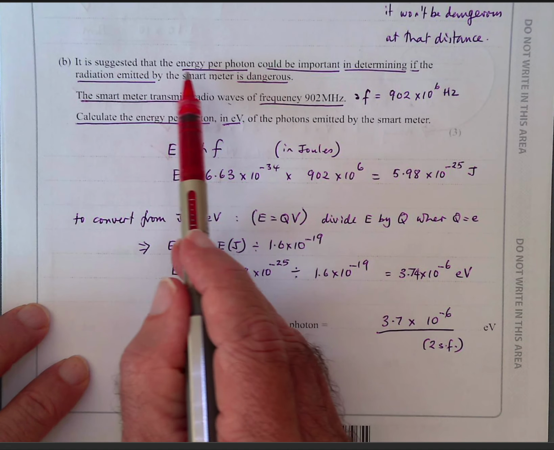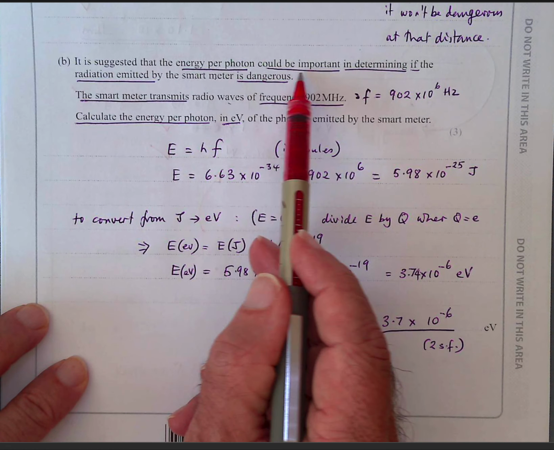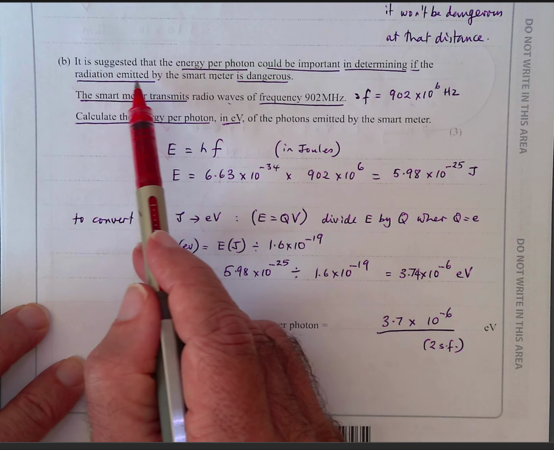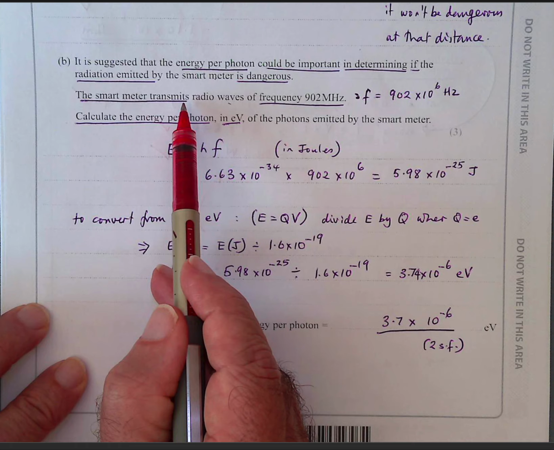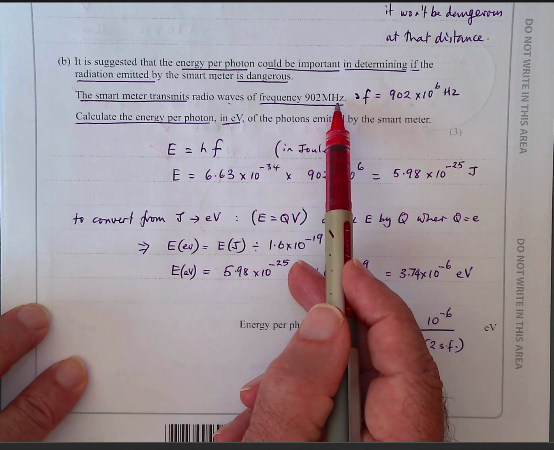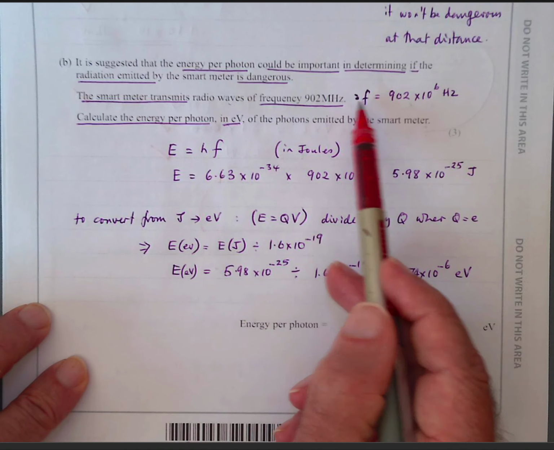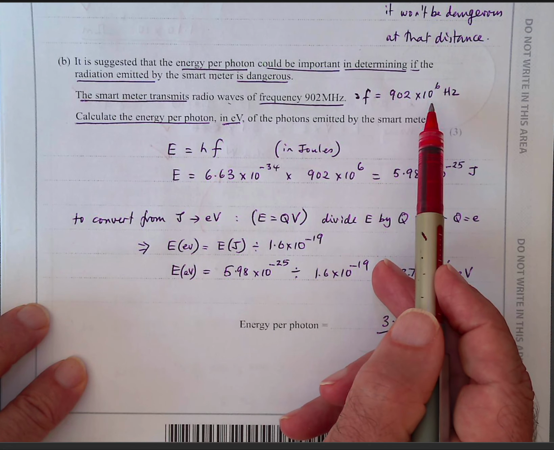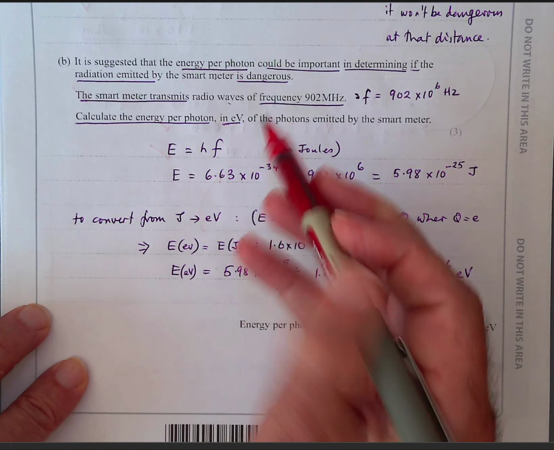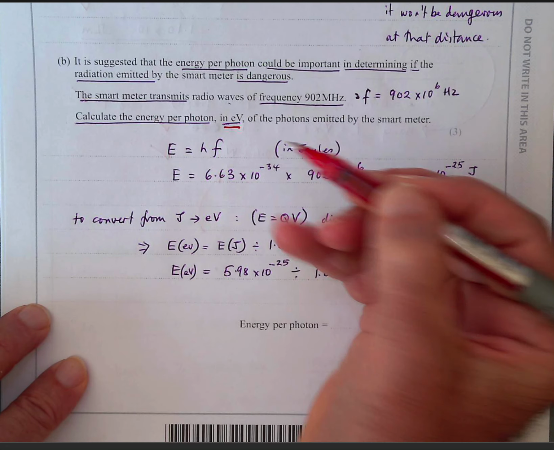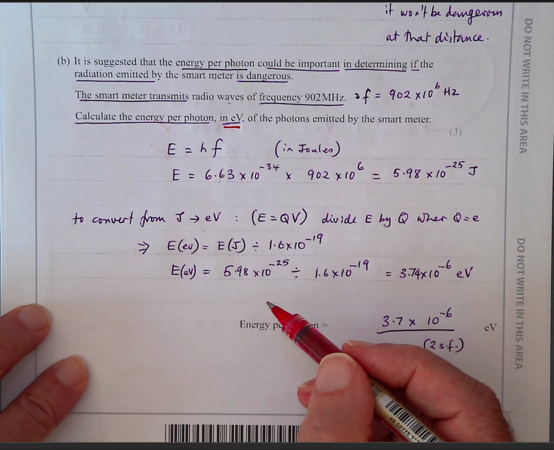It is suggested that the energy per photon could be more important in determining if the radiation emitted is dangerous. The smart meter transmits a frequency of 902 megahertz. That means the frequency is 902 times 10 to the 6 hertz. Calculate the energy per photon in electron volts. Again, you need to practice changing units from joules into electron volts.